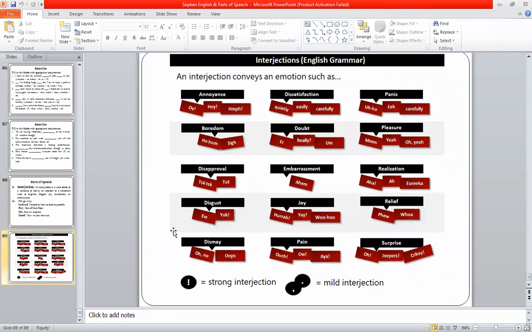So this is the last slide of this topic. These are some of the interjections that we generally use in our language or while speaking. So, interjections in English grammar. What is the use of interjection? An interjection conveys an emotion. We use these to show what feelings or emotions we have in our mind.